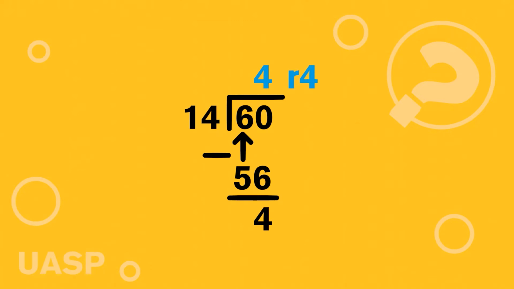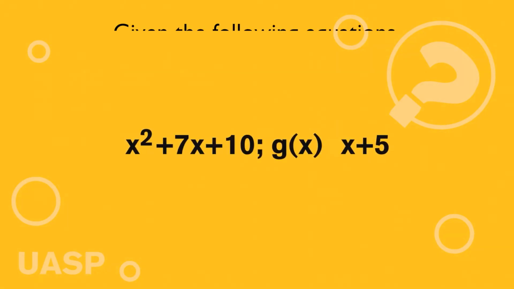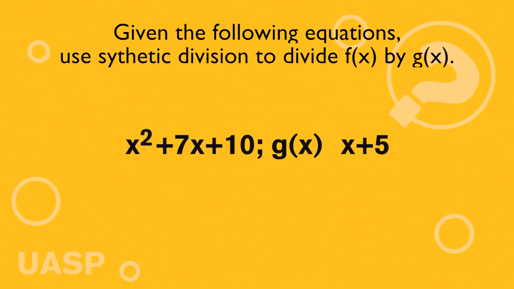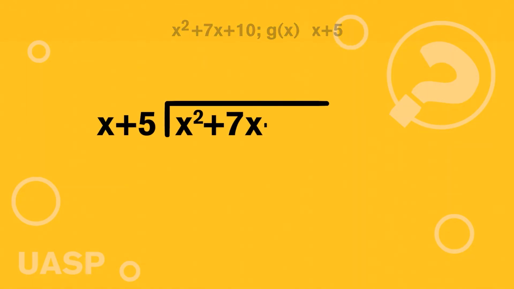So it's a very similar situation when dividing by functions, but it can get a little bit messy. So it's really important that you make sure that your work is organized. If you noticed in the question, they want us to divide f of x by g of x, which means they want us to put our g of x on the outside. So we have x plus 5 divided by x squared plus 7x plus 10.